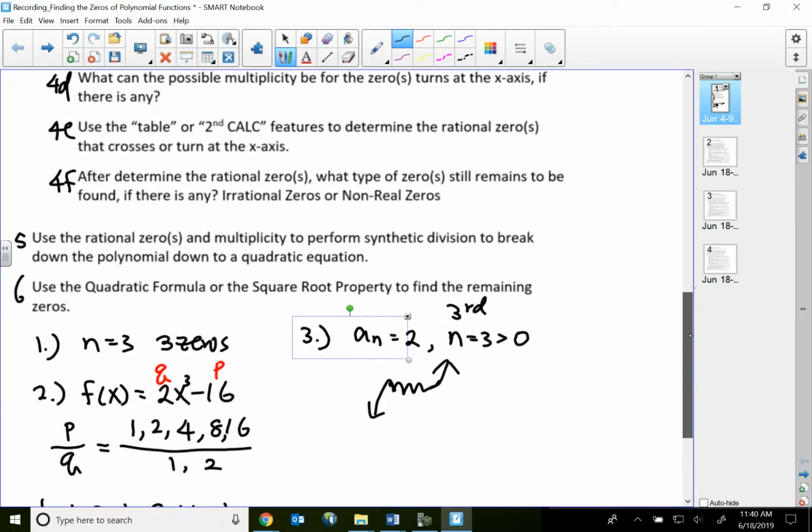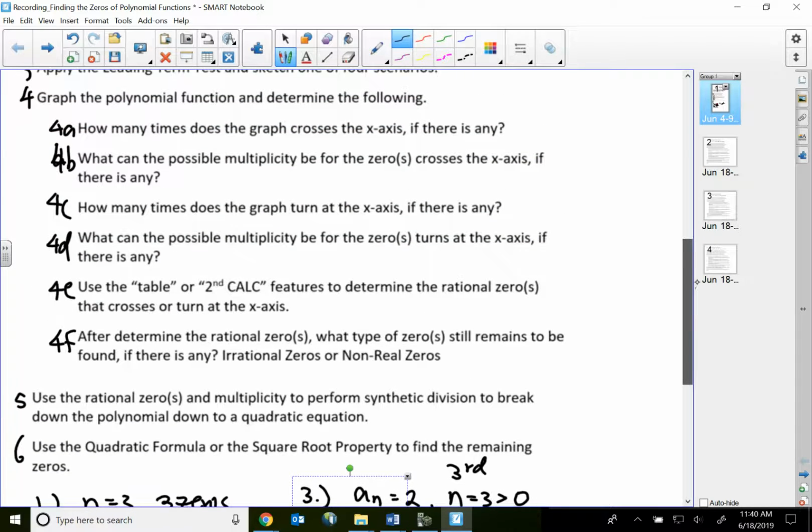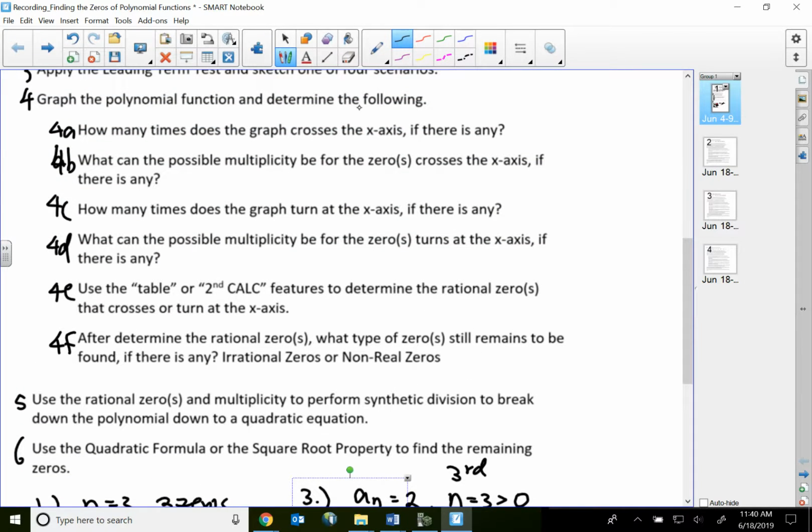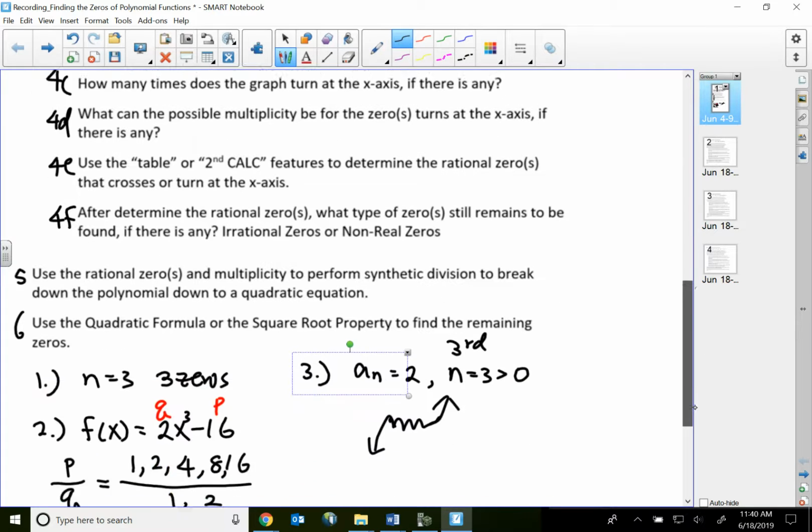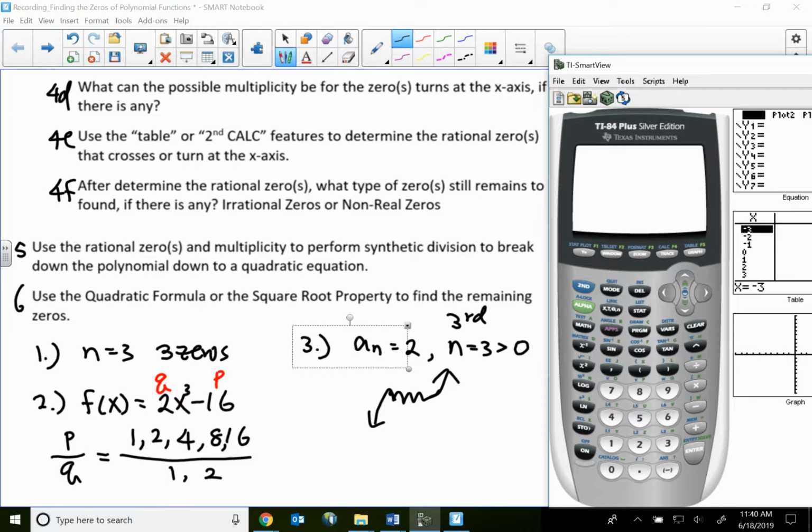All right. Number 4, there's a lot of parts to number 4. Graph the polynomial function and determine the following. So let's graph it, because without graphing it, I need to know what's going on by looking at the graph. 2x to the third minus 16. All right, here we go. Standard window. This is all I see, but I know my graph is supposed to look something like this.